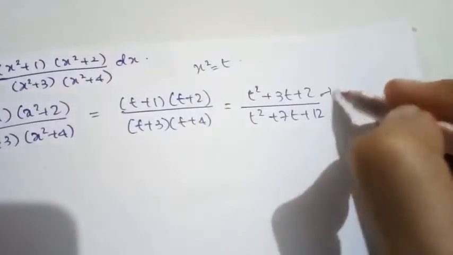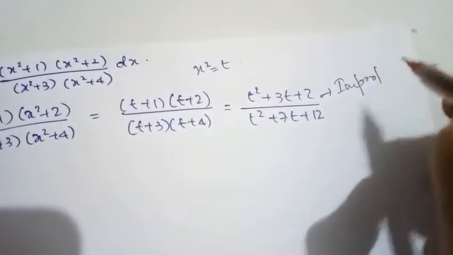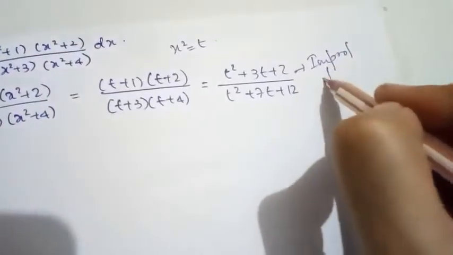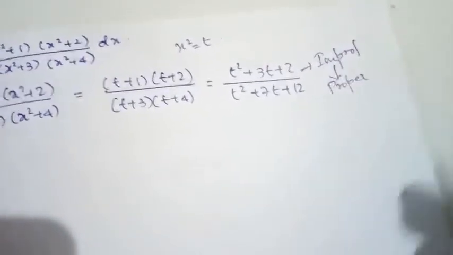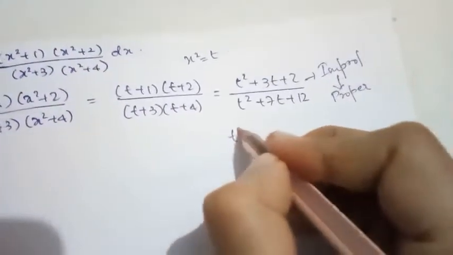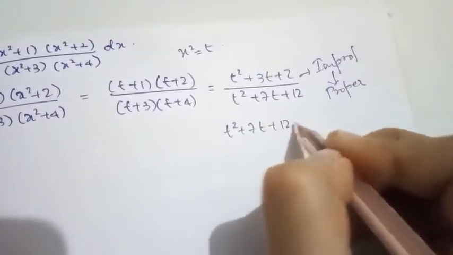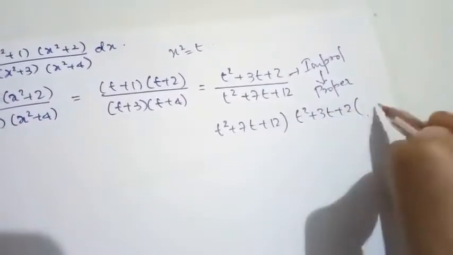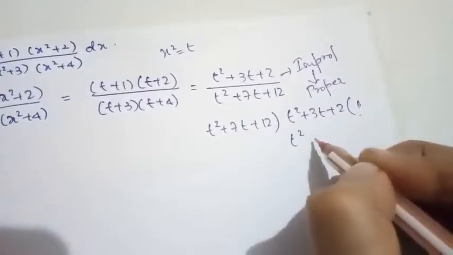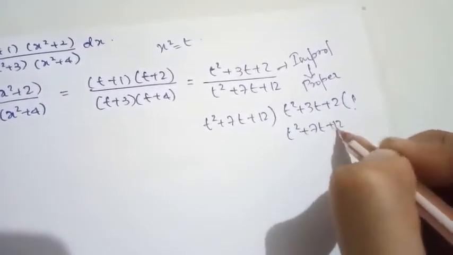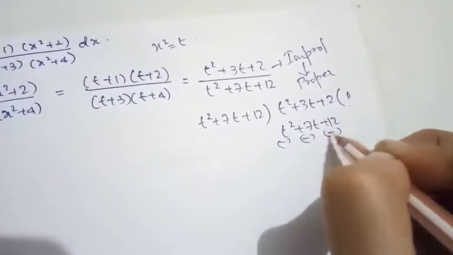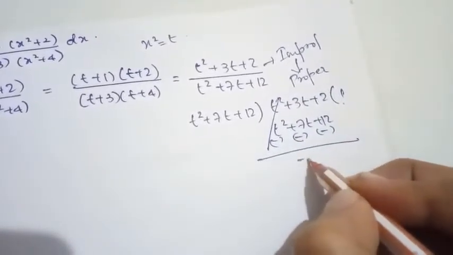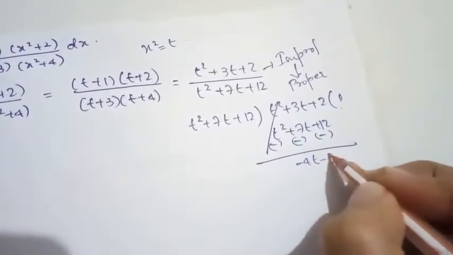So clearly this is an improper fraction, because the degree of the numerator is equal to the degree of the denominator. So we need to convert this improper fraction to a proper fraction. Through the long division process, t square plus 7t plus 12 into t square plus 3t plus 2. So 1 into t square plus 7t plus 12. By changing the sign, what are we going to get? t square cancels. 3 minus 7 is minus 4t. And here 2 minus 12 is minus 10.